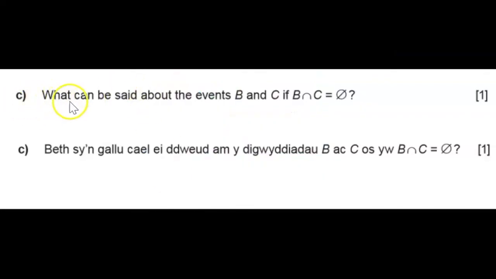Part C. What can be said about the events B and C if B intersection C is the empty set? If B intersection C is the empty set, then there is no overlap of the sets, and the sets B and C are mutually exclusive.